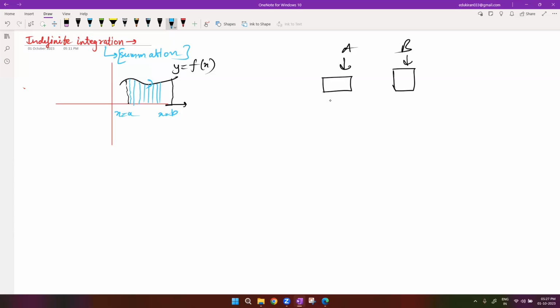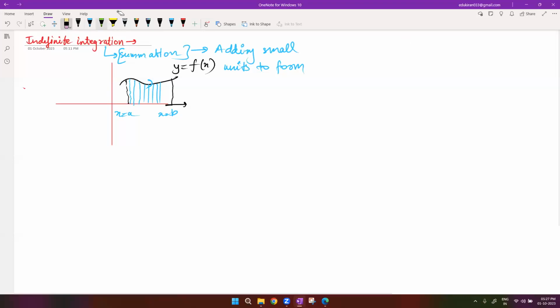So integration is summation, adding small things, adding small units to form a bigger unit. Right? So this is how we can find out the area of this curve.